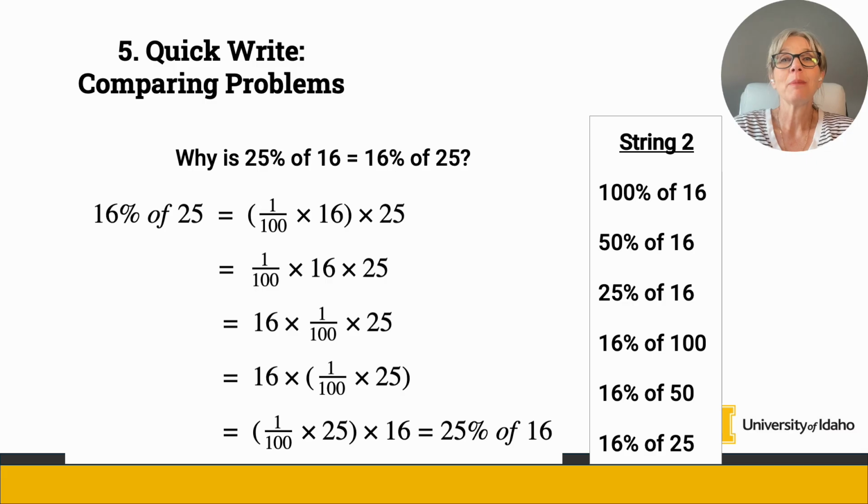Another way to think about why 25% of 16 is the same as 16% of 25 is by using the properties of multiplication. 16% of 25 is the same as 1/100th of 16 times 25. Using the associative and commutative properties of multiplication, we can rearrange that expression to be 1/100th of 25 times 16, which is the same as 25% of 16.